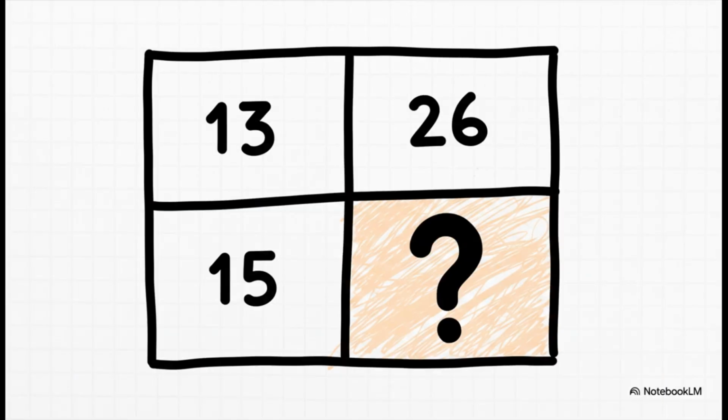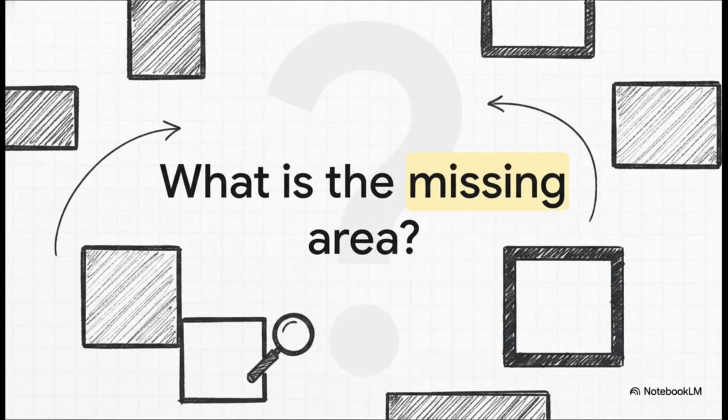Okay, so here's our first case. We've got this big rectangle, right? And it's split into 4 smaller boxes. We know the areas of 3 of them: 13, 26, and 15. But that one in the bottom right corner, well, that's our mystery. So there's the big question staring us right in the face. What is the area of that 4th rectangle?